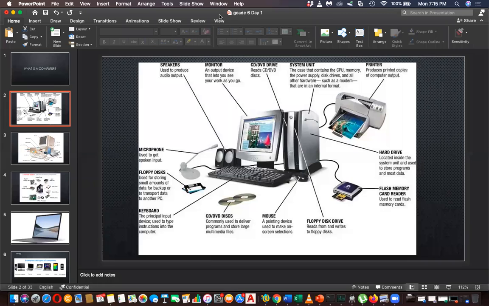In addition to these input and output devices, we need some mechanism to store and keep data. For that, we are using storage devices. What are the examples for storage devices? Floppy drive, CD, DVD, pen drive, memory card. Yes, those are storage devices.